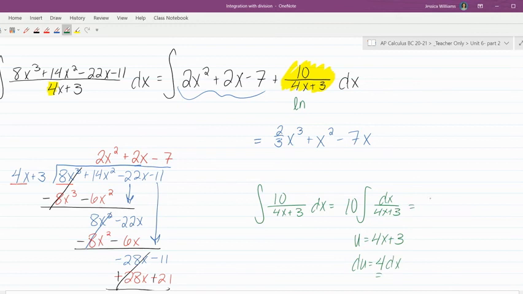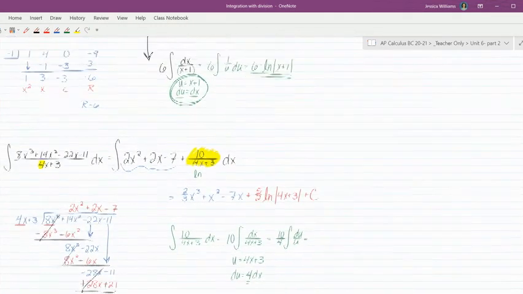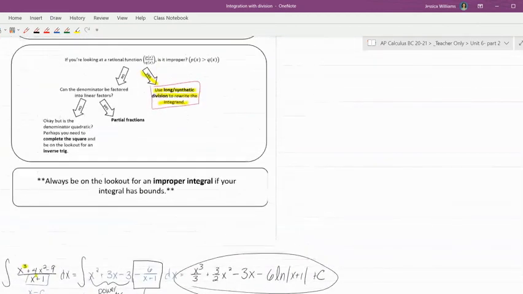So when I go write this in terms of u, I'm going to have 10 fourths on the outside. Yes, I know it reduces. And then du over u, there's my natural log that I was looking for. So I won't finish that. But this is going to be a positive 10 over 4 is 5 over 2. Natural log, absolute value 4x plus 3, and then plus c on the end. And that is taking integrals when you have to do division first.